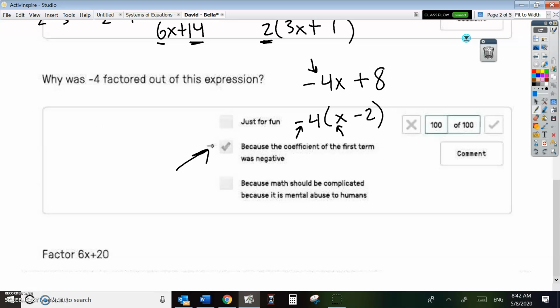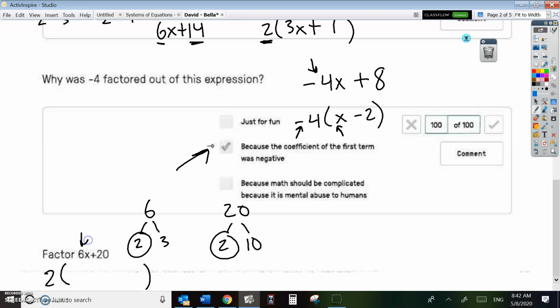Factor 6x plus 20, 6 and 20. They're both even. They both have a factor of 2. So use that knowledge to help you with your factoring. 2, now do 6 divided by 2. 6 divided by 2 gives you 3. And then do 20 divided by 2. 20 divided by 2 gives you 10. And then you want the x in front of that.